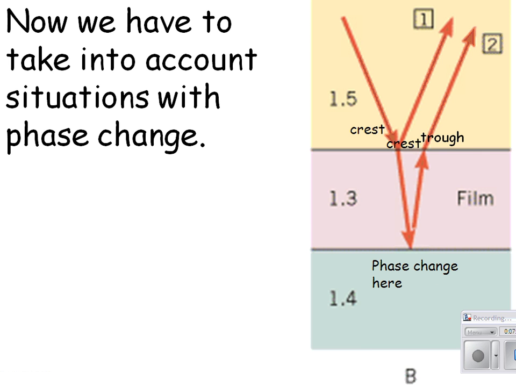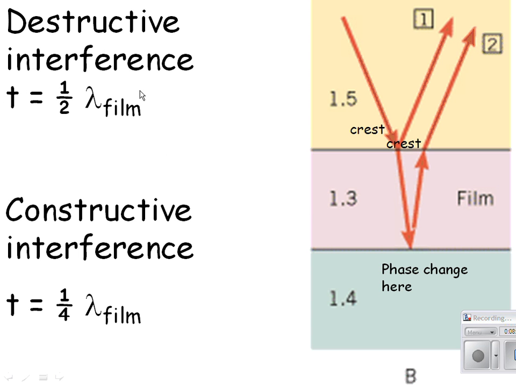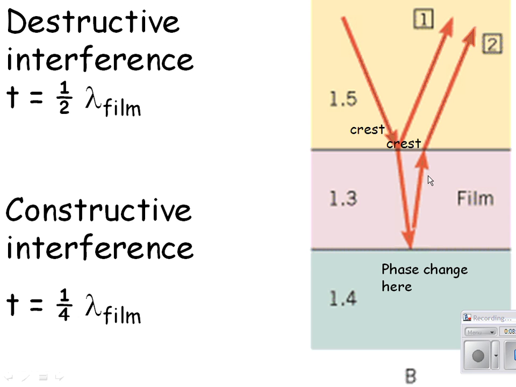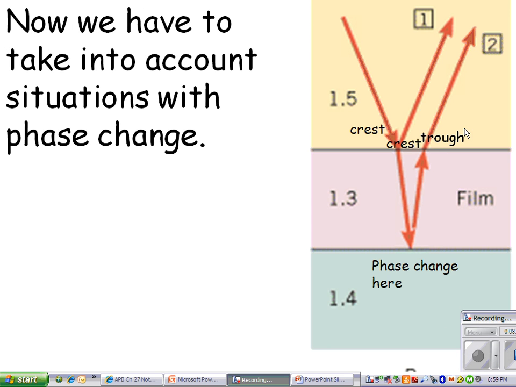So if you want destructive interference, where you want a trough to come and be at this position to interfere destructively with the crest, you have to realize that there's no phase change here, so you're just going from a crest to the trough, and so the thickness of the film is going to be half a wavelength. Whoa. The reason why it's half a wavelength is because you want a trough to be here at this position.